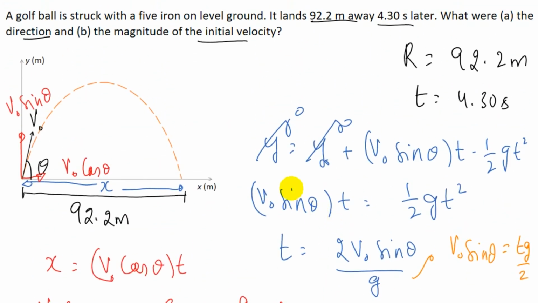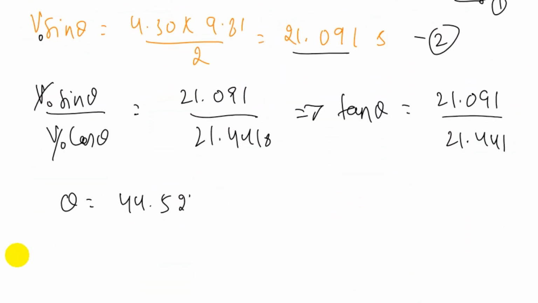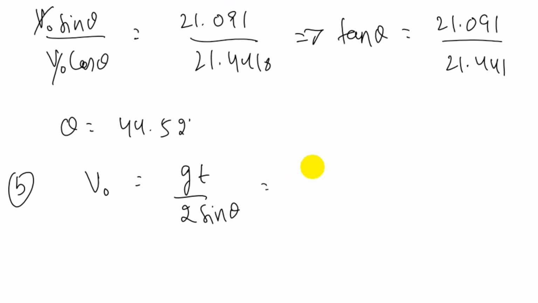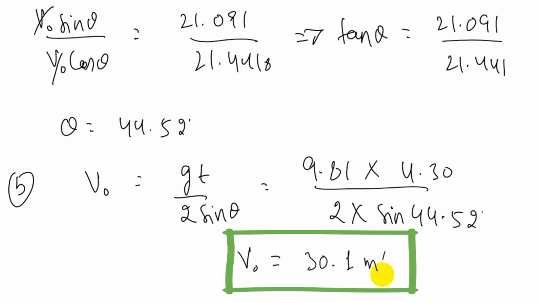Next, in part B, we have to find the magnitude of the initial velocity. For that you can use this equation. From here we can write that v naught equals g t over 2 sine theta. Now let's put in the values. g is 9.81 meters per second squared, t is 4.30, times 2 sine theta, where theta is 44.52. From here, v naught comes out to be 30.1 meters per second. So this is the answer for part B.